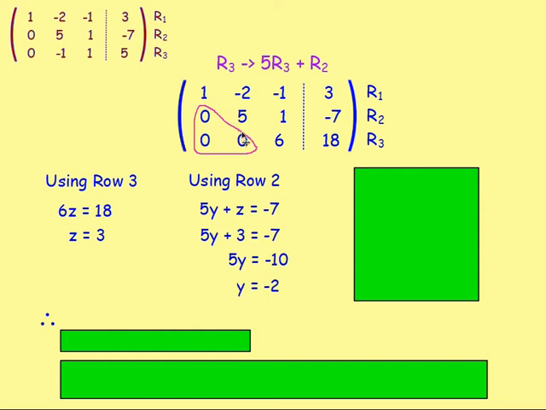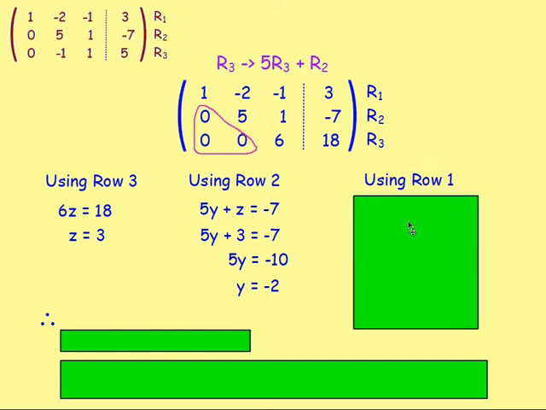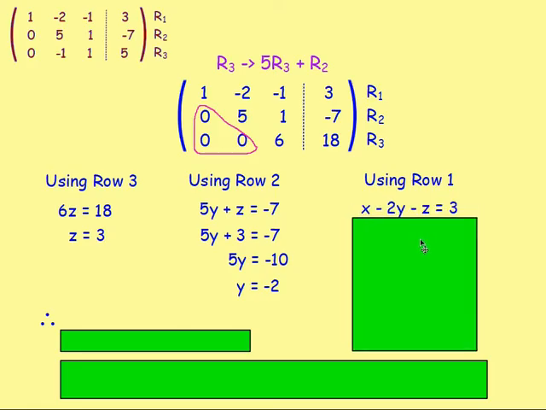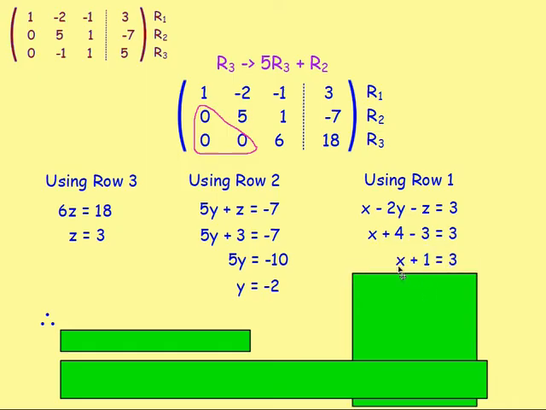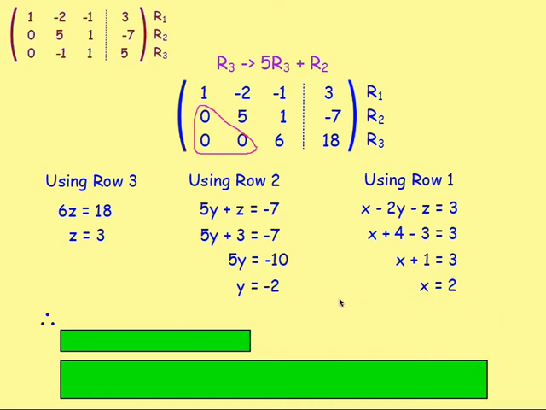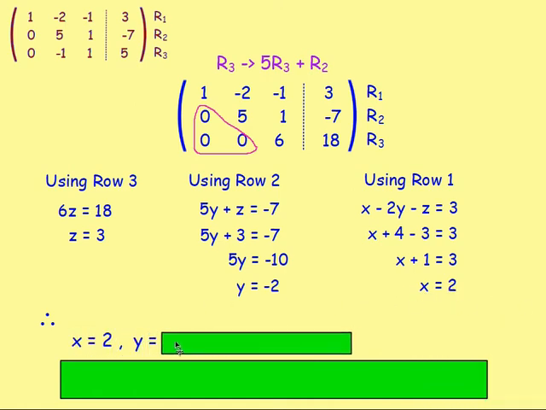Woo! So we know y and we know z, and we can go up to row 1 to find out what x would be. So with row 1, we've got 1x, take away 2y, take away 1z equals 3. And if we replace y and z with their values, what will that give us? Well, that works out to be x, -2 times -2 will give us +4. We'll replace z with 3, so it becomes take away 3. That would equal 3. It means then that it'll be x add 1 equals 3. So we know that x would equal 2. Woo! So we can finish off saying that x equals 2, y equals -2, and z equals 3.